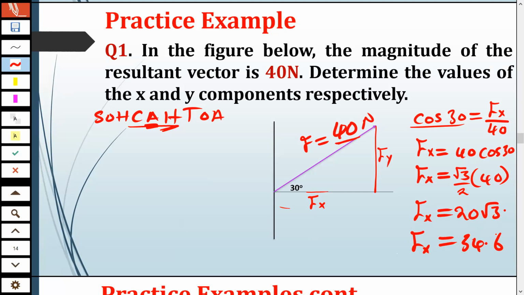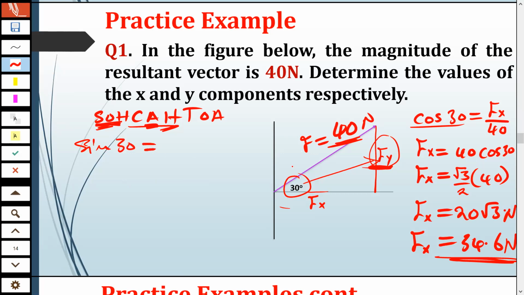Of course, we don't have to forget to put newtons on this side, even this side. Let us also find the y component. The y component is the opposite to the angle, so the opposite to the angle is Fy. Which one deals with the opposite and the hypotenuse? The opposite and the hypotenuse is sine. So we know that sine 30 degrees is equal to the opposite, which is Fy, over the hypotenuse, which is 40 newtons.